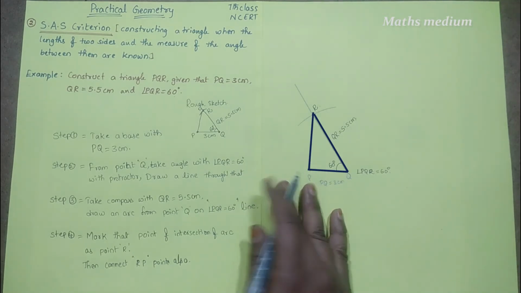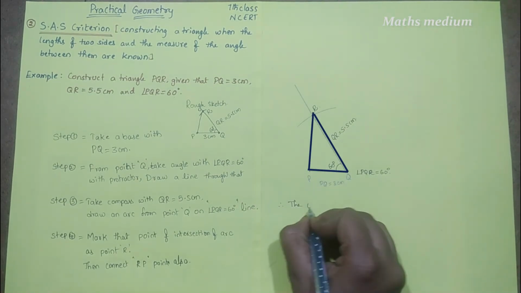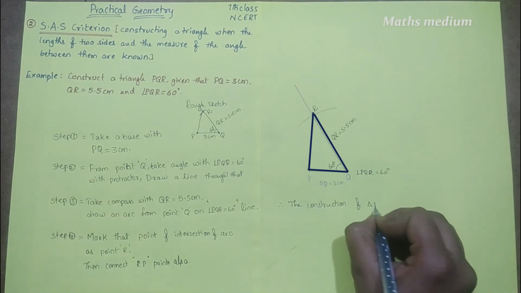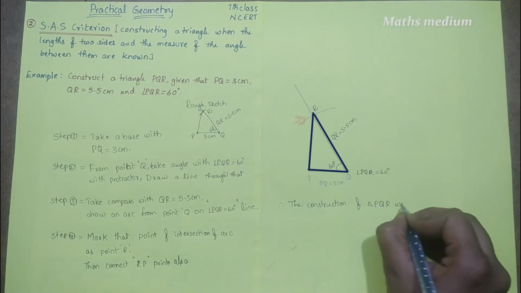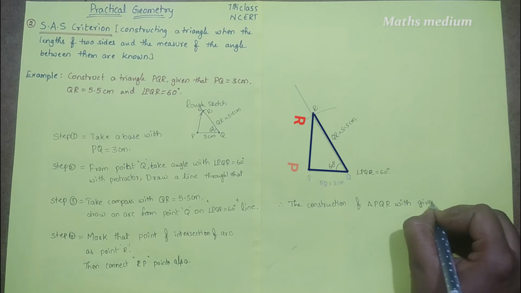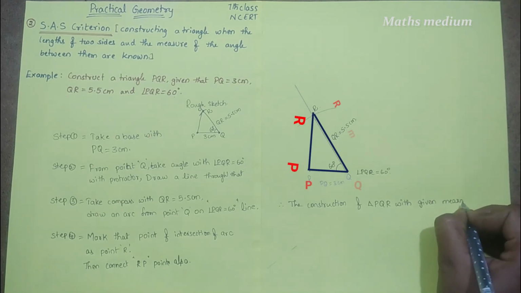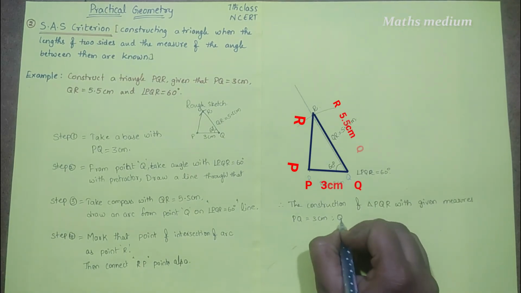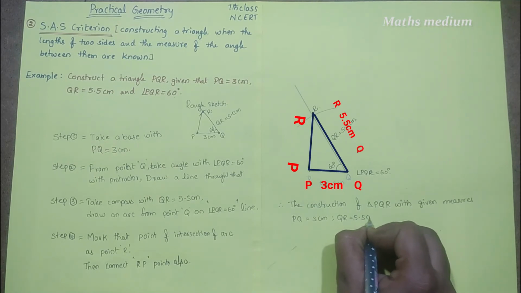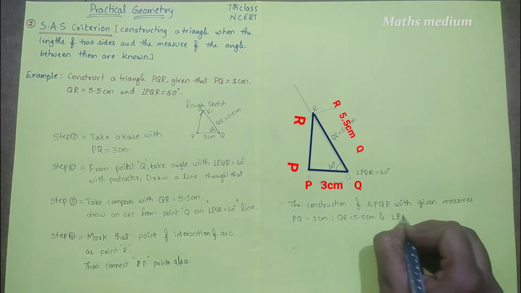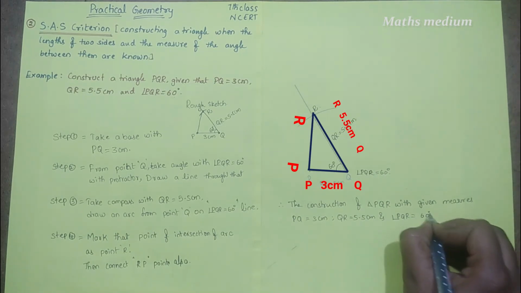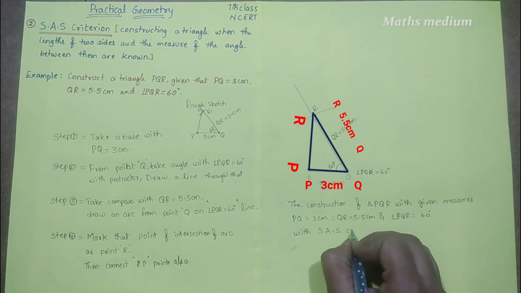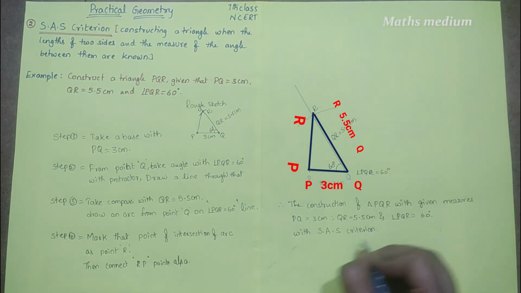So this is about the construction. Therefore, the construction of triangle PQR with given measures PQ is equal to 3 centimeters, QR is equal to 5.5 centimeters, and angle PQR is equal to 60 degrees with SAS criteria. So this is about this session.